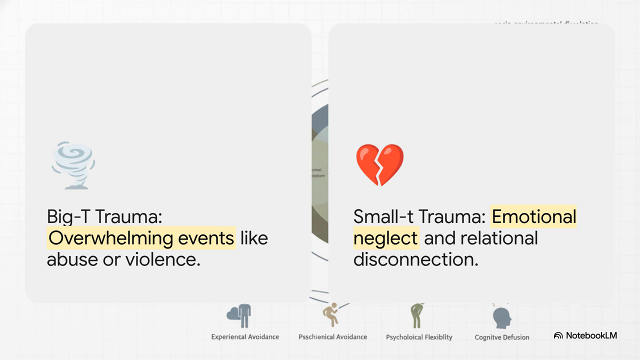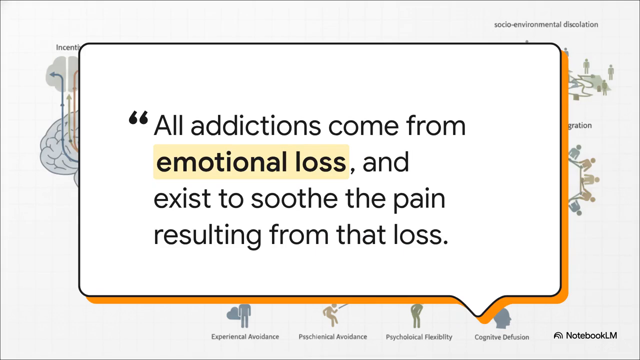Dr. Mate points out that even doting, loving parents who are chronically stressed out can inadvertently inflict this small T trauma. The wound isn't just about the bad things that happened to you, it's also about the good things that didn't happen, which leaves this lingering, painful emptiness inside. And that brings us to this incredibly powerful quote from Dr. Mate: "All addictions come from emotional loss and exist to soothe the pain resulting from that loss."